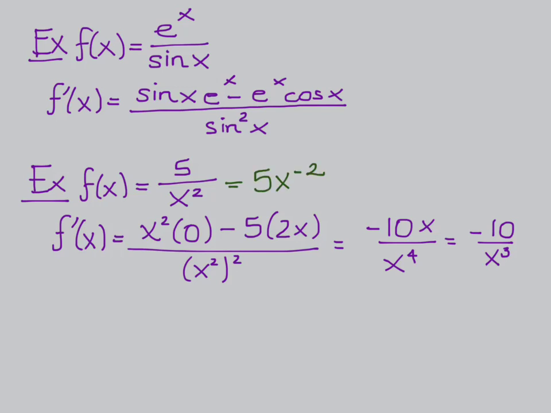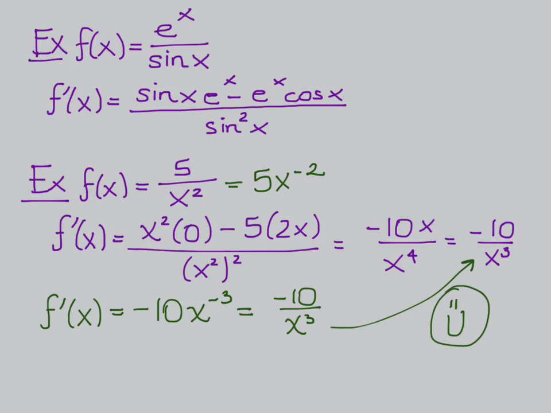We could have also written this function, though, as 5 times x to the negative 2. And then, taking the derivative as we've seen, we would get negative 10 x to the negative 3, which is the same thing as negative 10 over x cubed. So once again, I don't care which method you use, but both work.